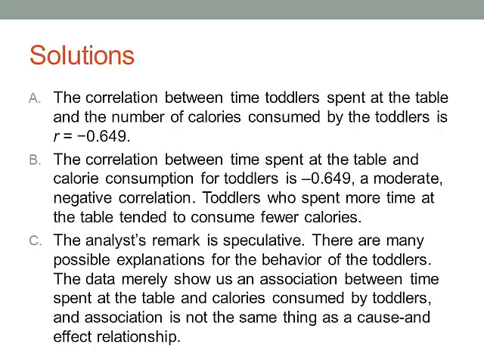Okay, welcome back. So we've already mentioned this 0.649 or moderate negative correlation. So here's the sentence. Toddlers who spend more time at the table tended to consume fewer calories. It doesn't cause them to do this. And this is where the analyst actually made a mistake, right? It's completely speculative. There are lots of possible explanations for the behavior of toddlers. It just shows us an association between these, not the same as cause and effect.